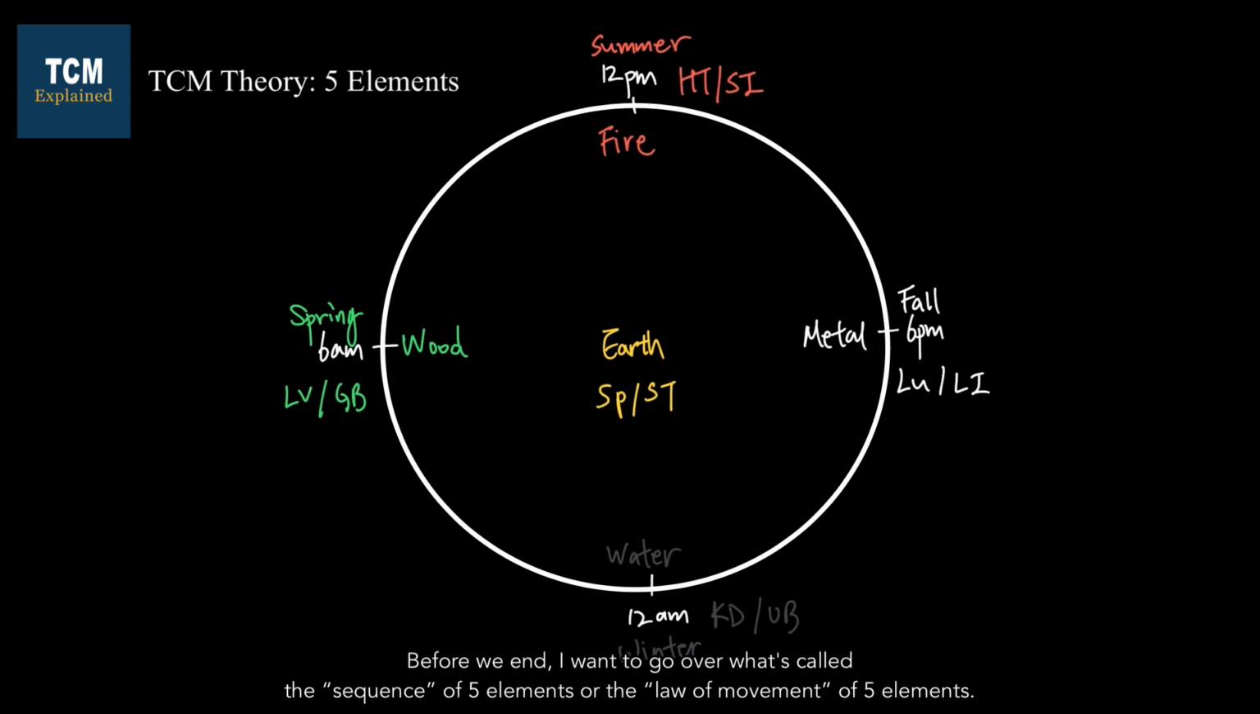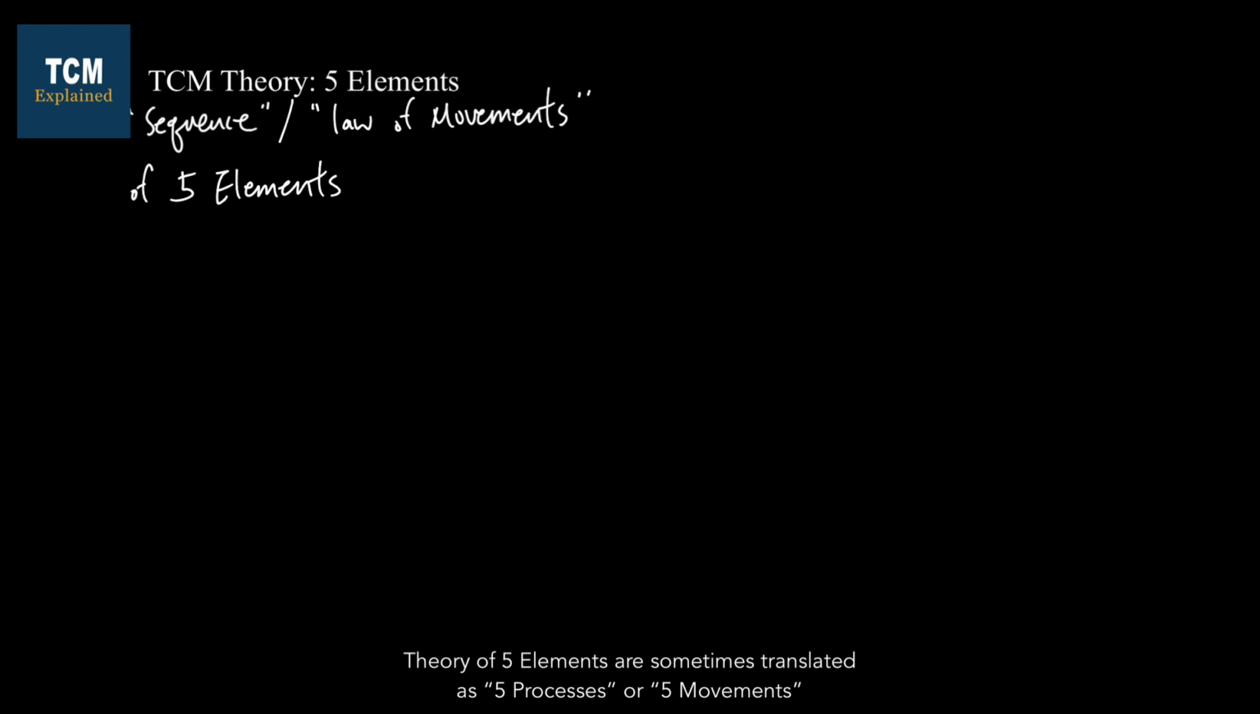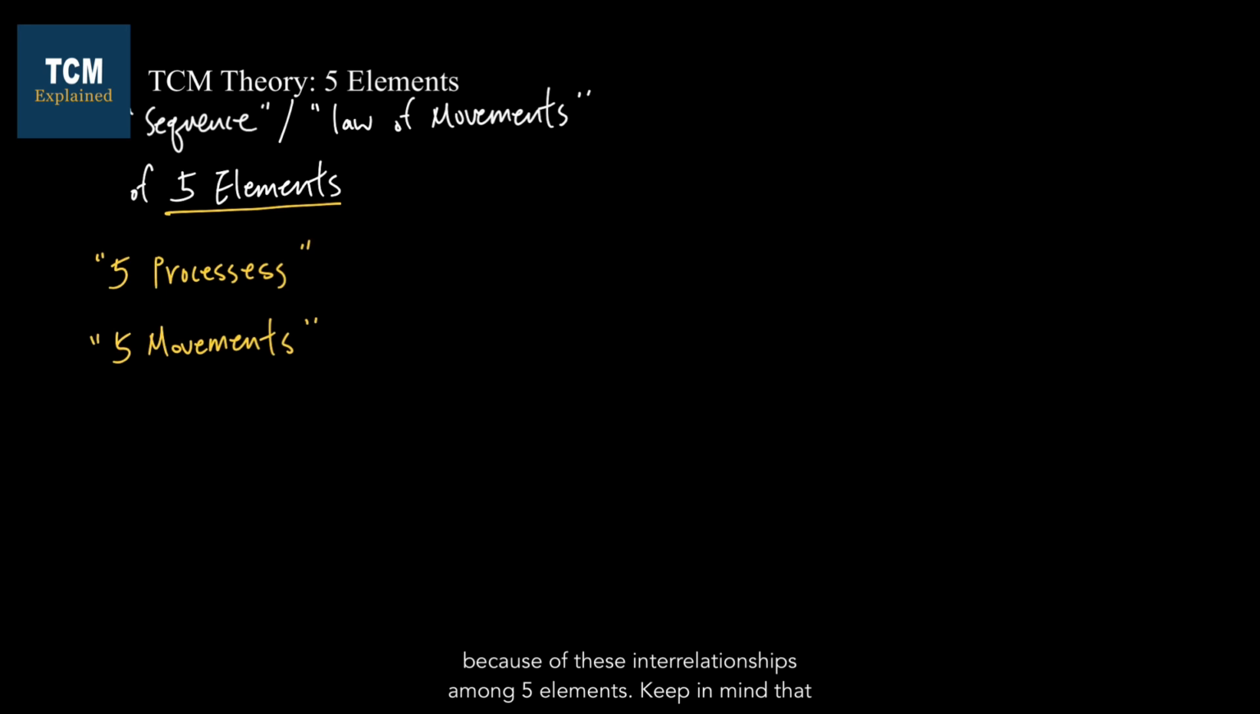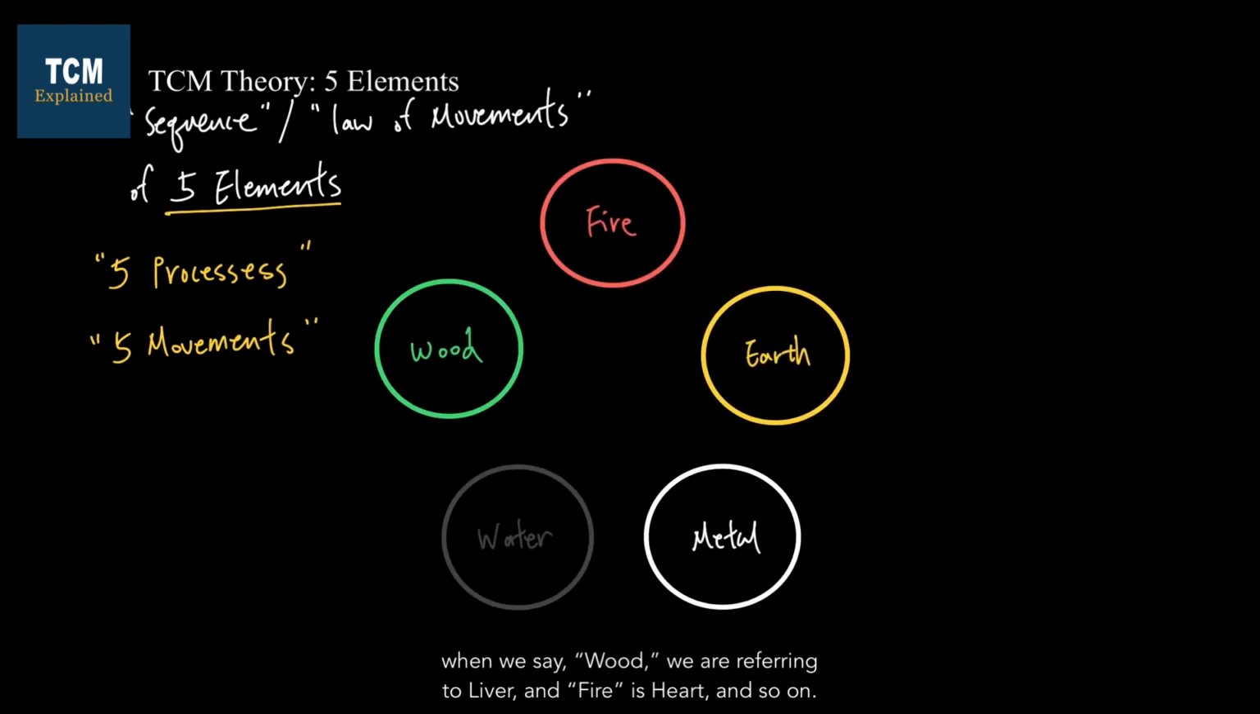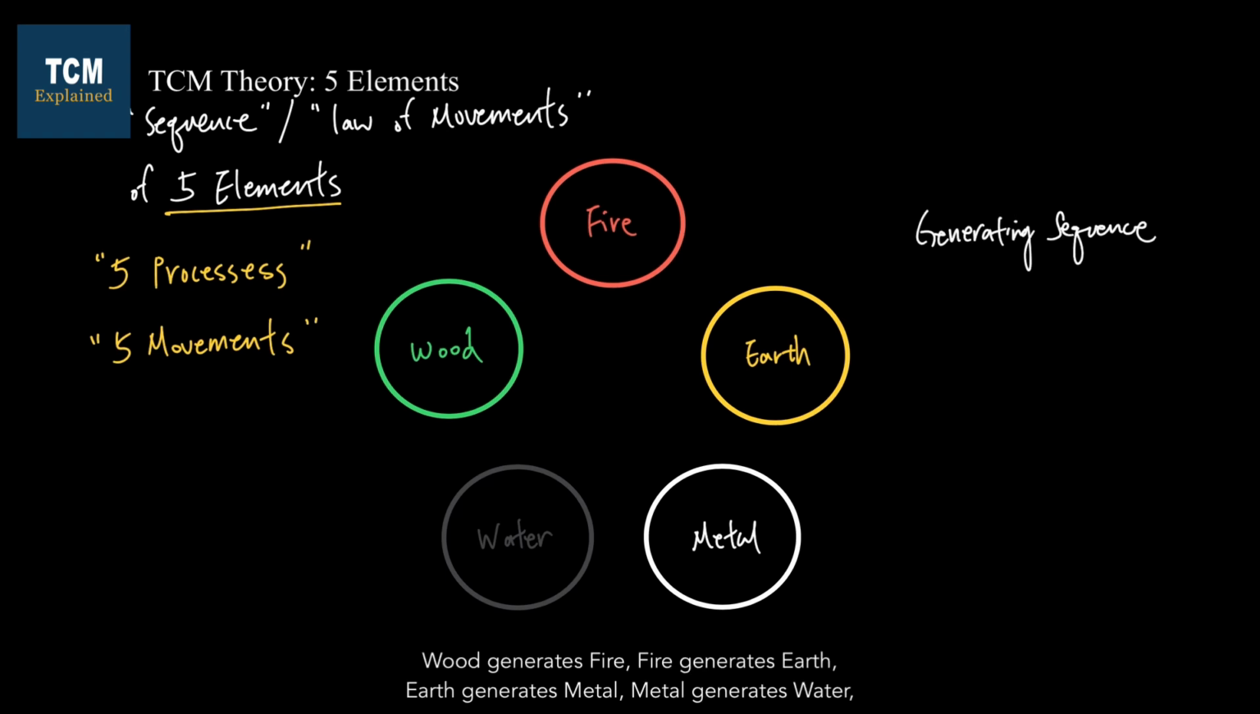Before we end, I want to go over what's called the sequence of 5 elements, or the law of movement of 5 elements. Theory of 5 elements is sometimes translated as 5 processes or 5 movements because of this interrelationship among 5 elements. Keep in mind that when we say wood, we are referring to liver, and fire is heart, and so on. There are 2 physiological sequences. First, we have the generating sequence.